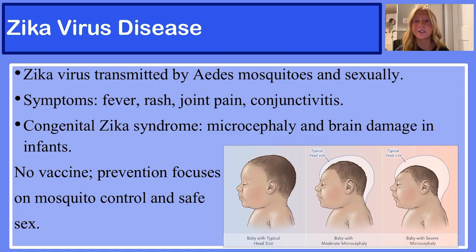So now I'm going to talk about Zika virus. Zika virus gained global attention during outbreaks because it caused severe birth defects. So pregnant women infected with Zika virus can transmit it to the fetus, causing microcephaly and developmental delays. Zika can also spread sexually, so prevention includes mosquito avoidance and condom use.